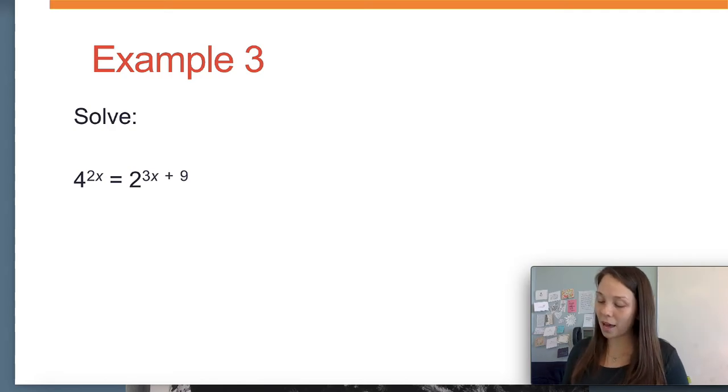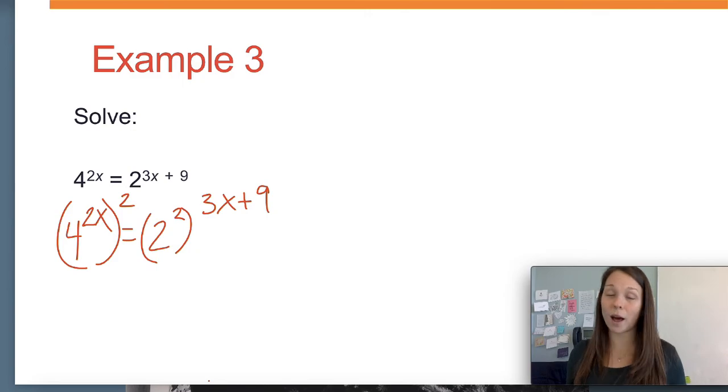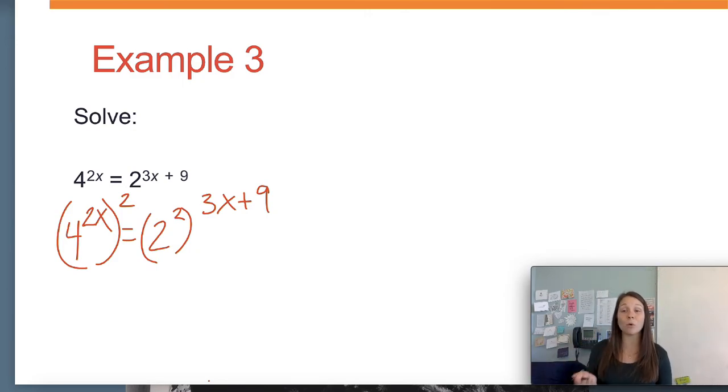So what I mean by that is if some of you were looking at this and you thought, okay, well, what if I just square the 2? That's going to give me 4. And you're right, it does. But if you're going to square the 2, you also have to square the left side. So if you're going to add in a power of 2 on the right side, you have to add in a power of 2 on the left side as well. Remember, the goal here is to get the same base.